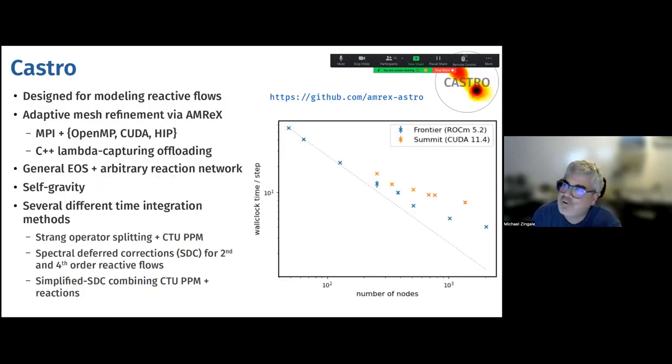We implement this in our code Castro. It's open source up here on GitHub. It runs on CPUs and GPUs. Most recently, we've been running a lot on AMD GPUs. And it has several different methods for doing the time integration. The traditional operator split method, the second and fourth order true spectral deferred corrections methods, where you basically pick some quadrature method and iterate until you converge to that quadrature over some time nodes, and this simplified method that is sort of the best of both worlds.